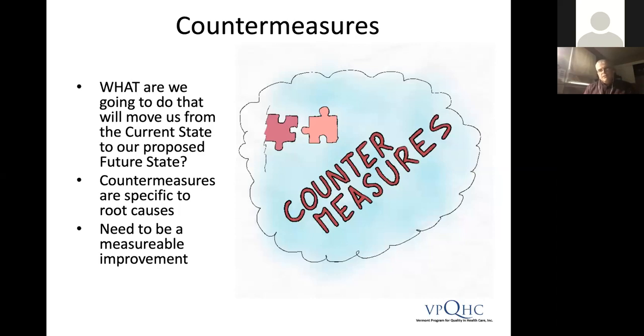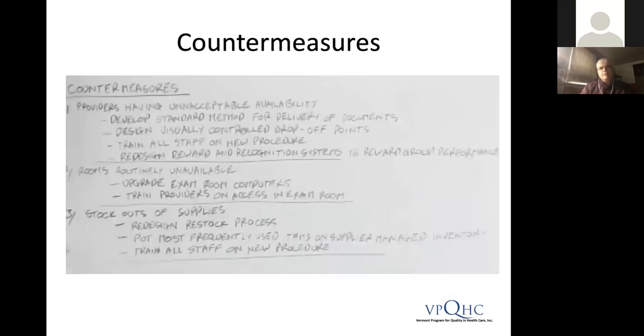So now we move up to the top right corner of the A3 and we start to talk about countermeasures. So we look at what are we going to do that will move us from the current state to the proposed future state. The countermeasures should be specific to root causes and they should be measurable. And what does that look like in terms of our A3? Well, we've got three sets of them. The first one, we're going to develop a standard method for delivery of documents. You remember that was one of the issues that we had. We're going to design a visually controlled set of drop-off points, train all the staff on the new procedure, and redesign those reward and recognition systems to reward group performance over individual.